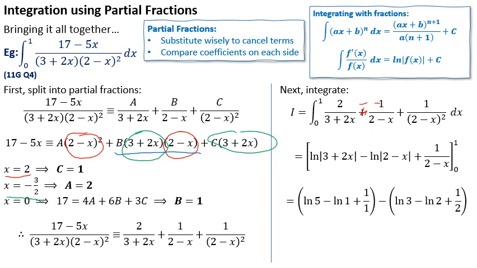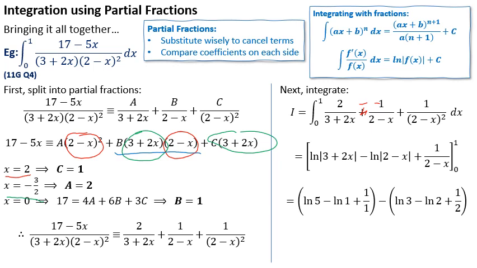You might notice ln of 1 is equal to 0, but even if you don't notice that, when you start combining and simplifying the logs, then that will disappear anyway. For instance, we know that ln of a minus ln of b is ln of a over b. So ln 5 minus ln 1 is just ln of 5 over 1, which is the same as ln 5.